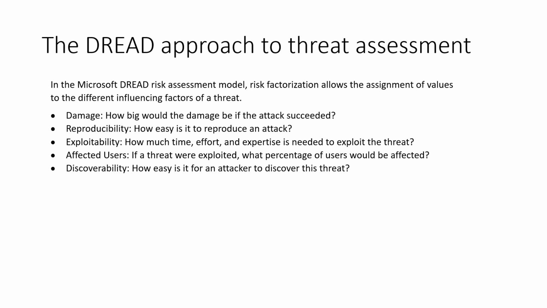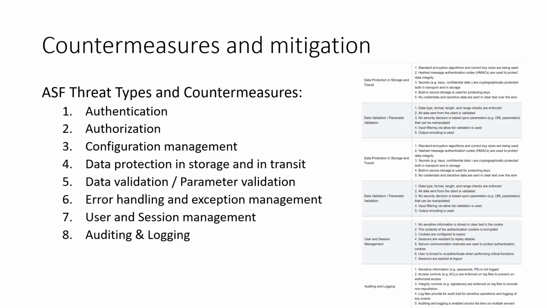This is the Microsoft DREAD risk assessment model. It gives us 5 assessment criteria, and for each threat we can give it a ranking on all these 5 from 1 to 10, and then we add the scores and divide by 5, and the result is a numeric score between 1 and 10 for each threat. The highest score indicates the most serious threat, which we would like to mitigate first.